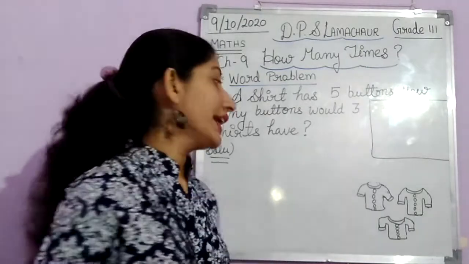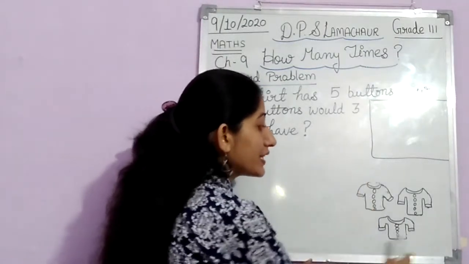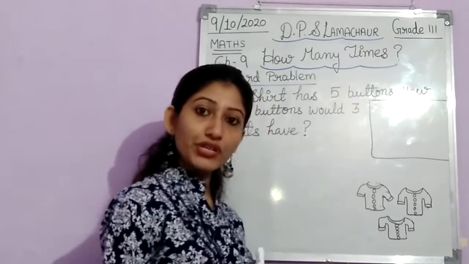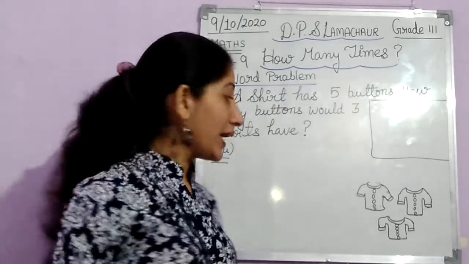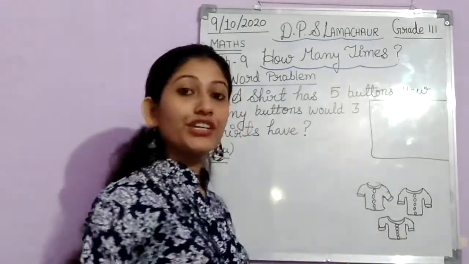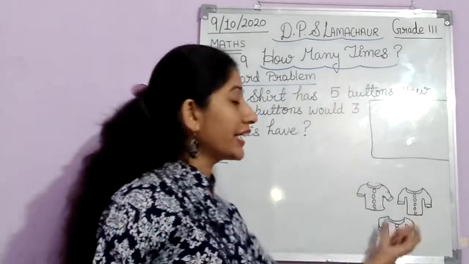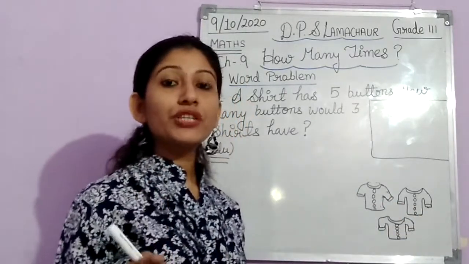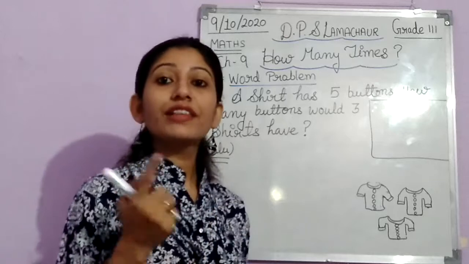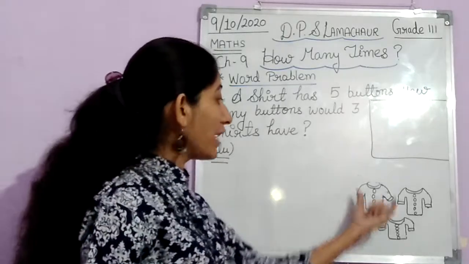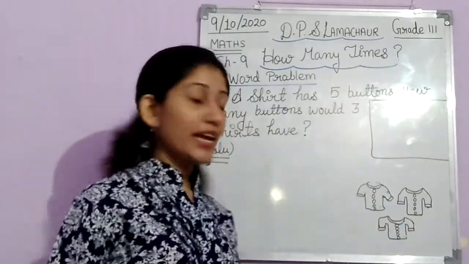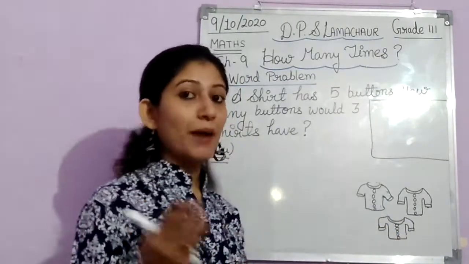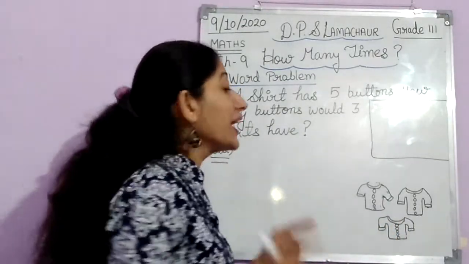Another thing is that 1 शर्ट में 5 buttons हैं, 3 शर्ट्स के बारे में पूछ रहा है. अब आप देख सकते हैं I have already drawn 3 shirts here and each shirt contains 5 buttons. अब ये पूछ रहा है कि जब 1 shirt में 5 button हैं, 3 में कितने होंगे? So you have simply 3 shirts and each shirt contains 5 buttons. आप यहाँ से काउंट कर सकते हैं.